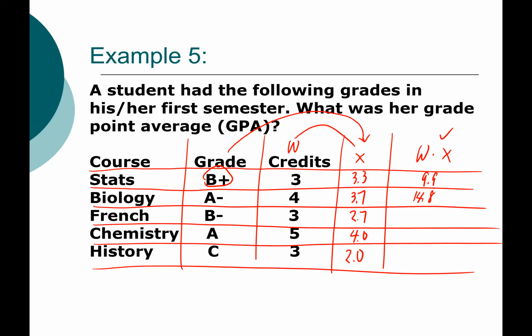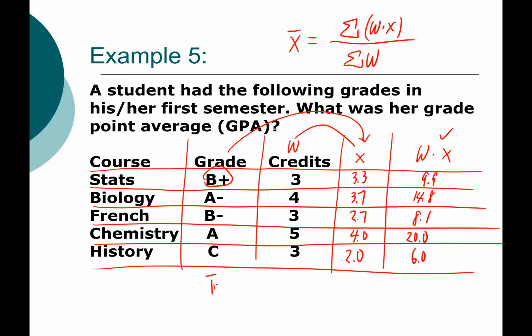And 3 times 2.7 is 8.1. 5 times 4.0 is 20.0. And 3 times 2.0 is 6.0. Okay. And if you look at the formula on the previous slide, in this case, GPA is a weighted average. It's a summation of W times X, right? Over summation of W. So we do need a couple things, right?